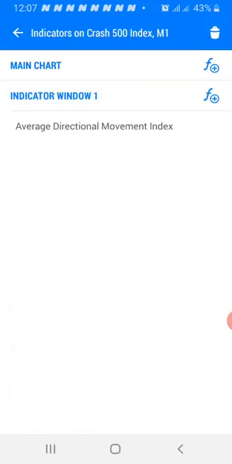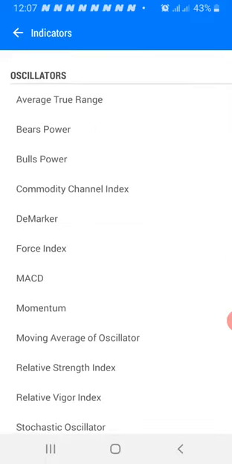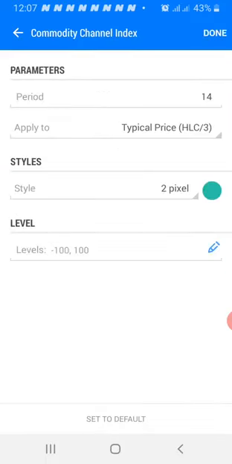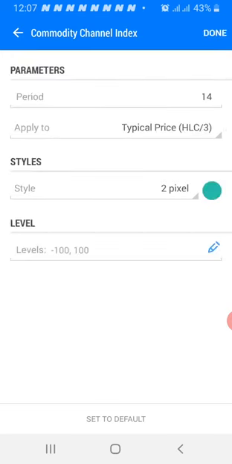The next indicator we'll need is the commodity channel index. Same as in the indicator window, you look for the commodity channel index. Then the period, we're using period 14, apply to typical price, 2 pixel, and we're using green. Then the levels are minus 100 and 100. For color, you can use the color of your screen as well. So you click done.